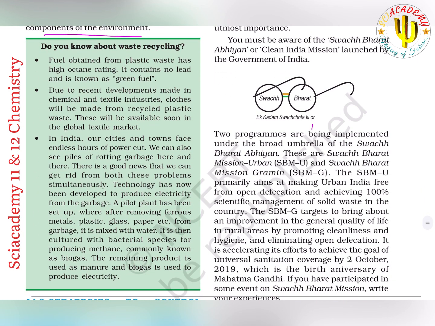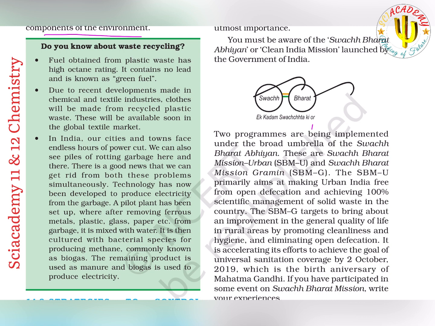Do you know about waste recycling? Fuel obtained from plastic waste has high octane rating. It contains no lead and is known as green fuel. Due to recent developments made in chemical and textile industries, clothes will be made from recycled plastic waste. These will be available soon in the global textile market.